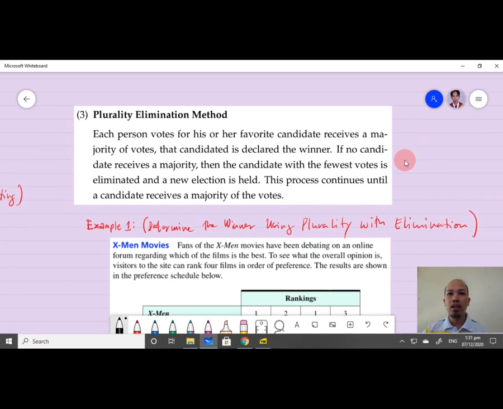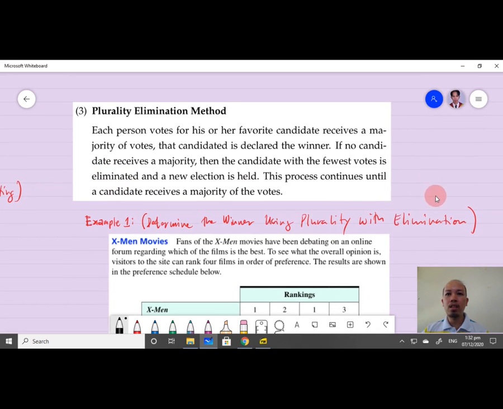So let's all read this one. Each person votes for his or her favorite candidate. If a candidate receives a majority of votes, that candidate is declared the winner. If no candidate receives a majority, then the candidate with the fewest votes is eliminated and a new election is held. This process continues until a candidate receives a majority of the votes. So we have to eliminate this one here.